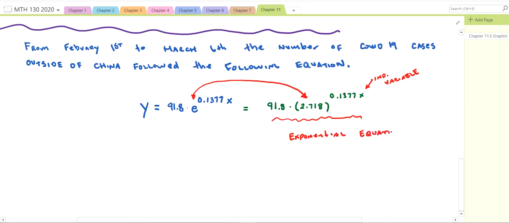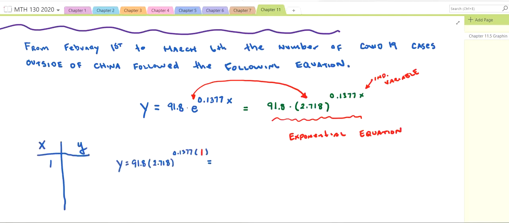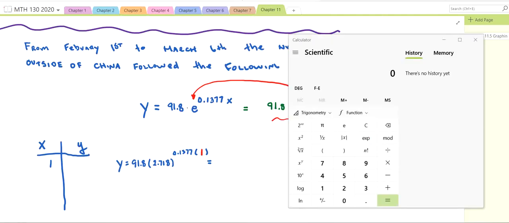And they have a very distinct look to them. This is an exponential growth equation. It has a very distinct look to it. And let's plot it, and we'll see what that looks like. So here, when x equals 1, y equals 91.8 times 2.718 raised to the power of 0.1377 times 1. Let's do that in the calculator.